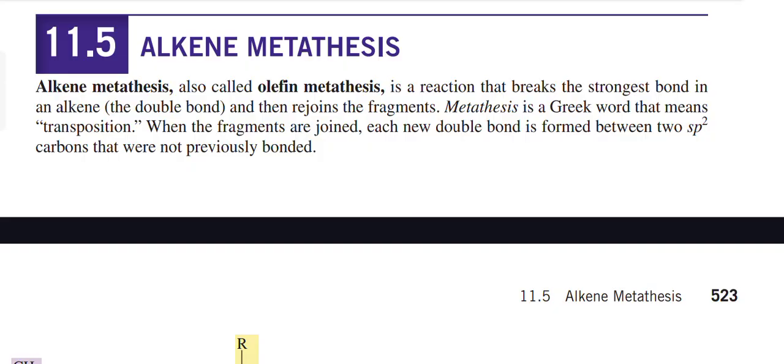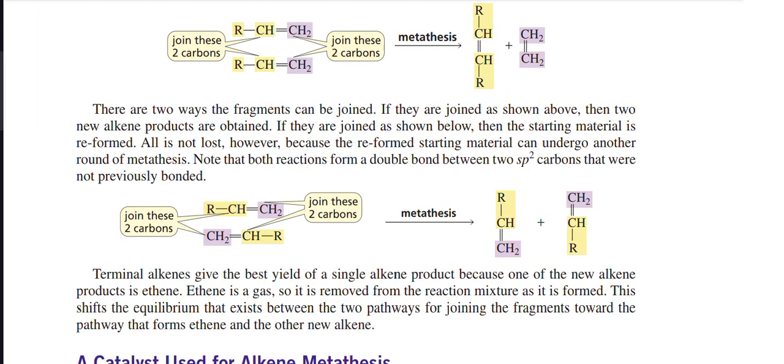Now I am going to read about alkene metathesis. Alkene metathesis, also called olefin metathesis, is a reaction that breaks the strongest bond in an alkene, that is the double bond, and then rejoins the fragments. Metathesis is a Greek word that means transposition. When the fragments are joined, each new double bond is formed between two sp2 carbons that were not previously bonded.